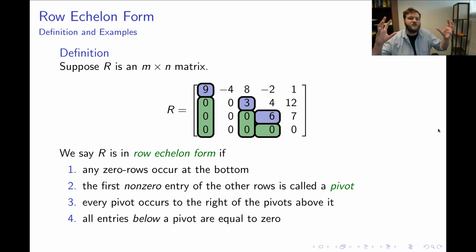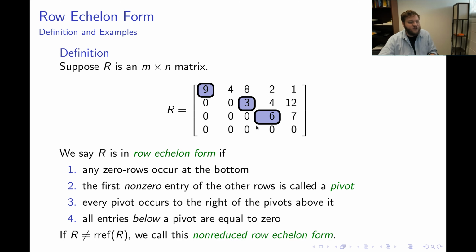Now this is one of the things where there's a relationship. Every reduced row echelon form is in row echelon form, but there are plenty of row echelon form matrices that aren't in reduced row echelon form. So in this situation, this matrix we're studying is not in reduced row echelon form. The pivots don't equal 1s, and there are non-zero entries above pivots.